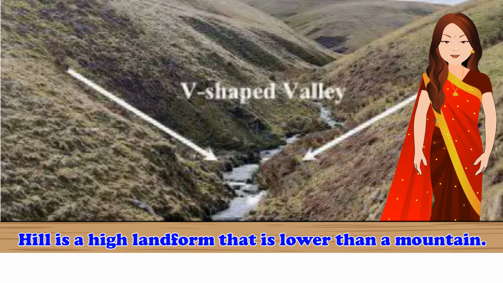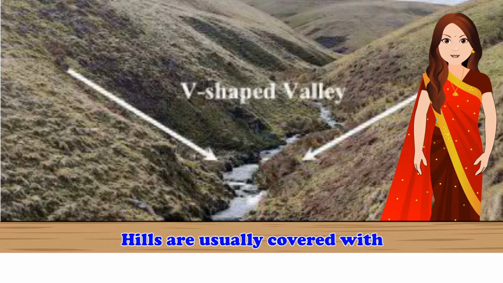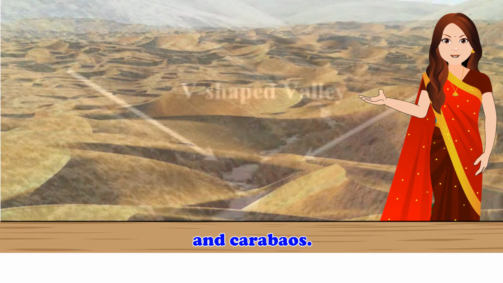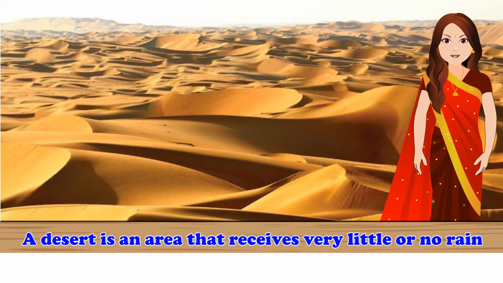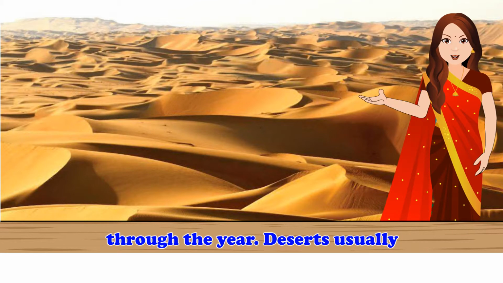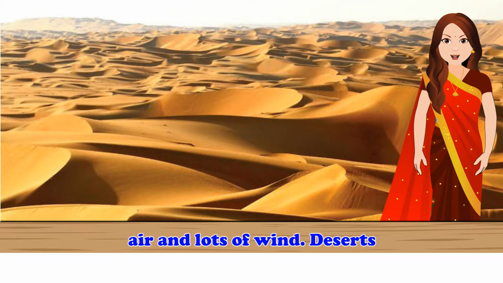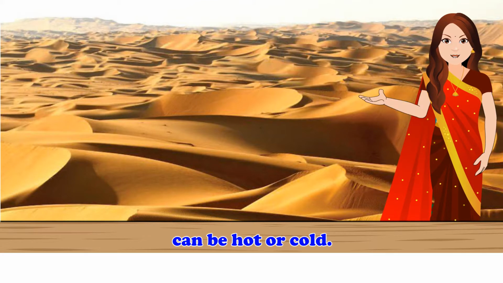Hills. A hill is a high landform that is lower than a mountain. Hills are usually covered with grass. They are useful as grazing lands for cattle, goats, and carabaos. Deserts. A desert is an area that receives very little or no rain through the year. Deserts usually form as a result of climate change. Deserts have very dry air and lots of wind. Deserts can be hot or cold.